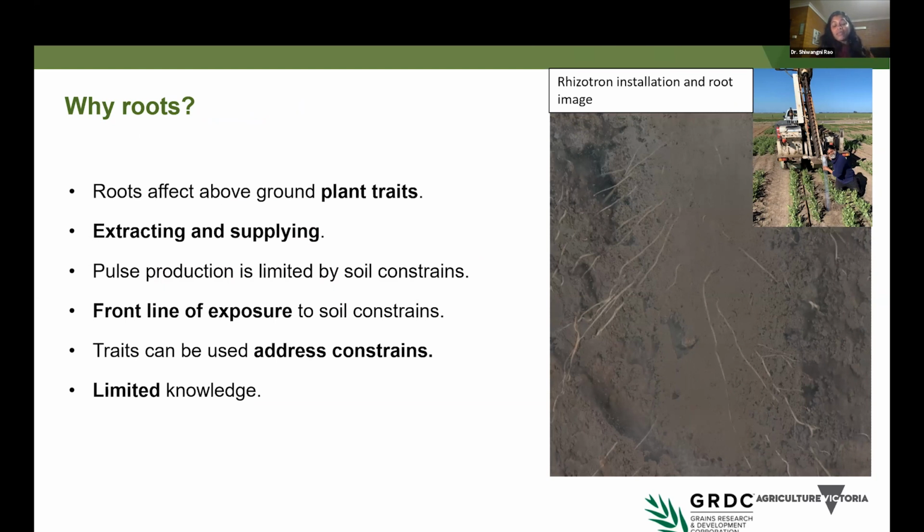And they are also at the forefront of all the constraints. And if we can address the constraints where they occur in the soil, then we can address our yield gap better. And overall, we just need to look at roots because there's not enough information available on roots.